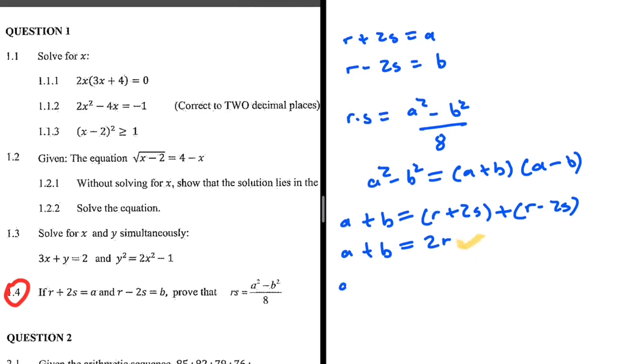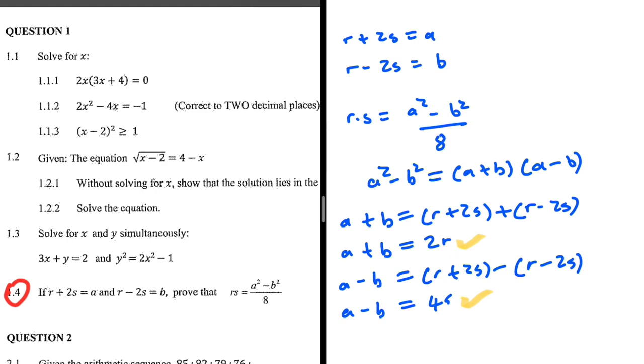Right. And then now let's figure out what a minus b is equal to. This is going to be r plus 2s minus r minus 2s. So let's take a look. A minus b will be equal to r minus r, which gives us 0, and then 2s minus minus 2s will give us 4s. So there we go. We have a plus b, which is equal to 2r, and then we have a minus b, which is equal to 4s.